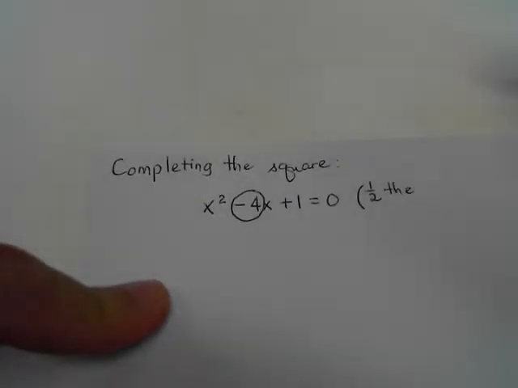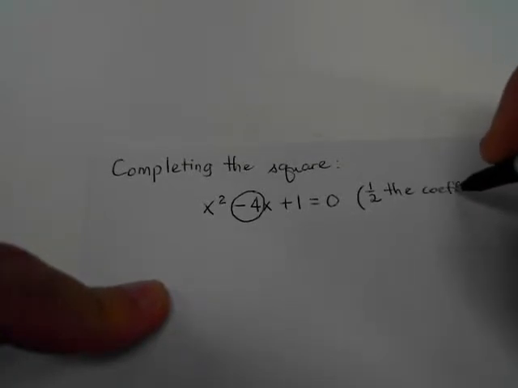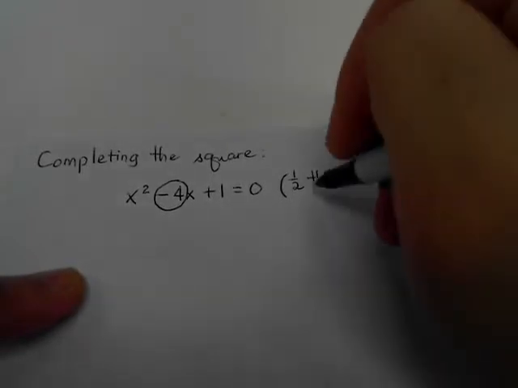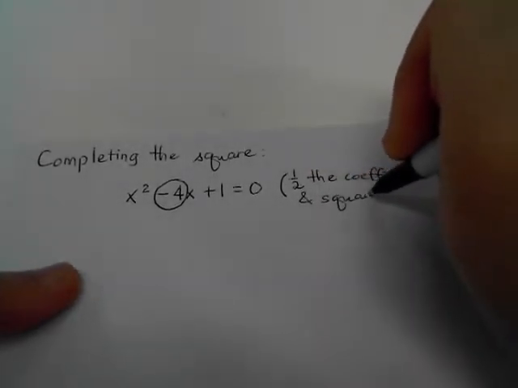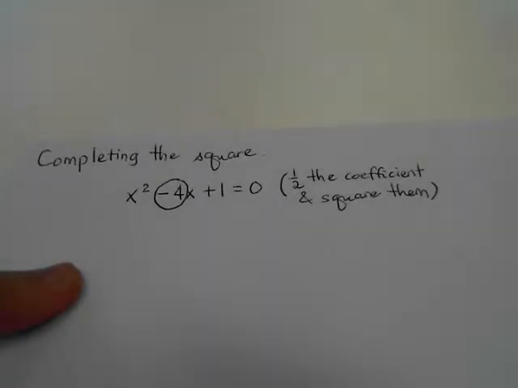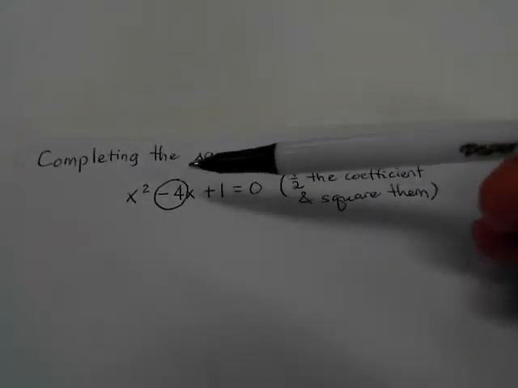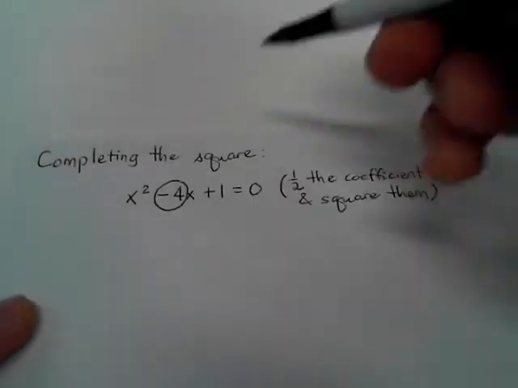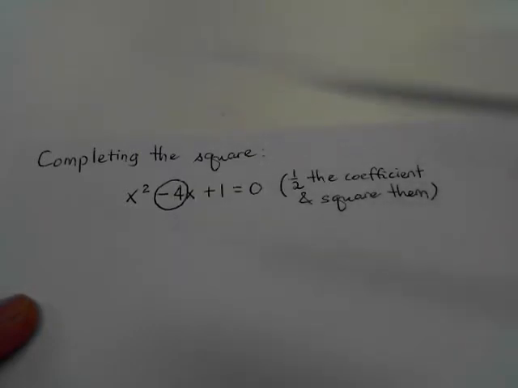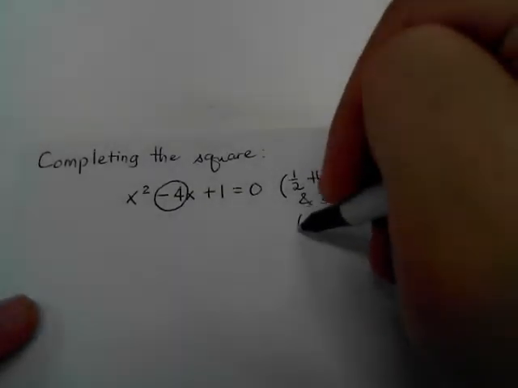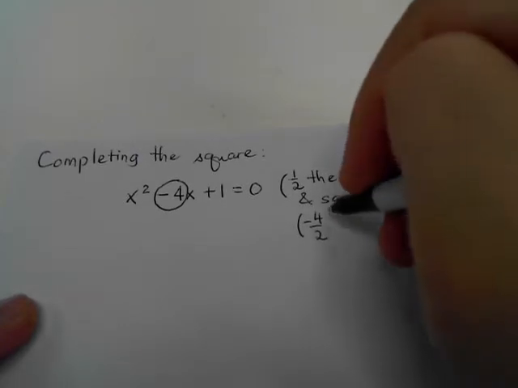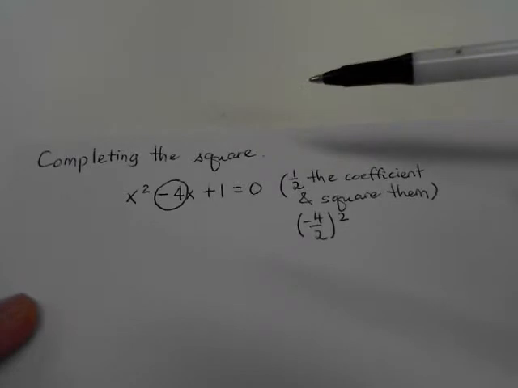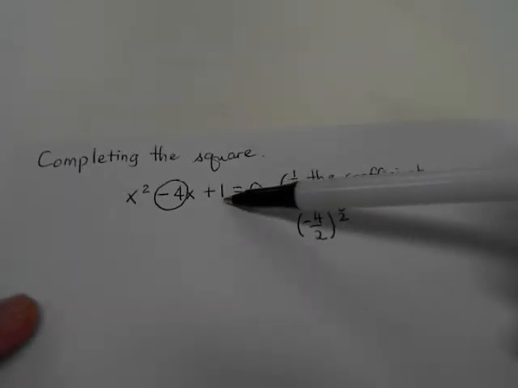So in this case, you write by the side here: half the coefficient and square them. Okay, so in this case we have minus 4, and when we halve this particular coefficient, it becomes minus 2. Correct, so we have minus 4 divided by 2, and we also have to square them. Okay, makes sense?